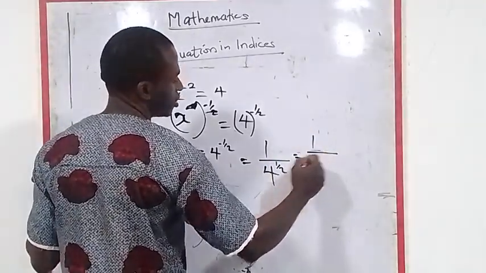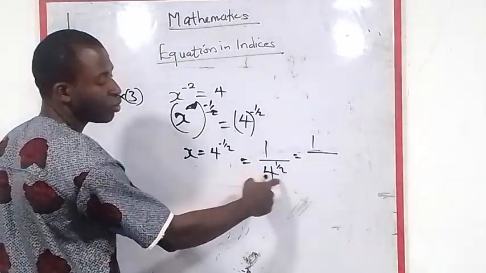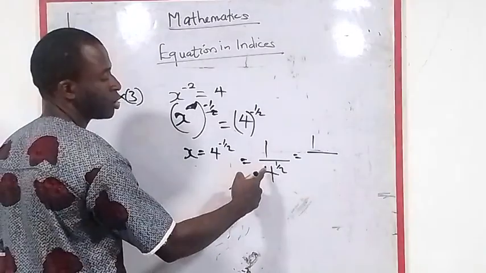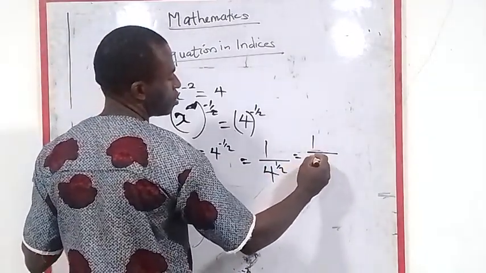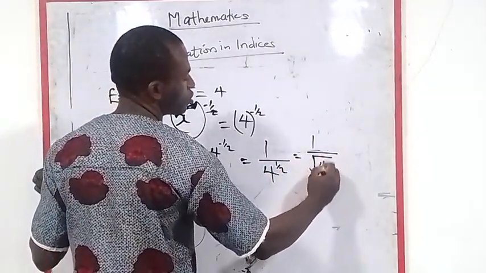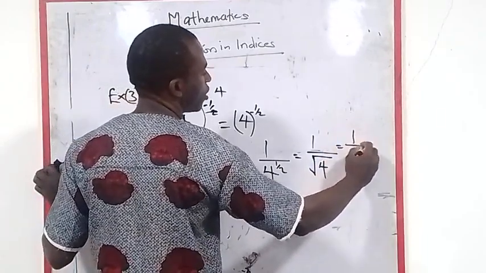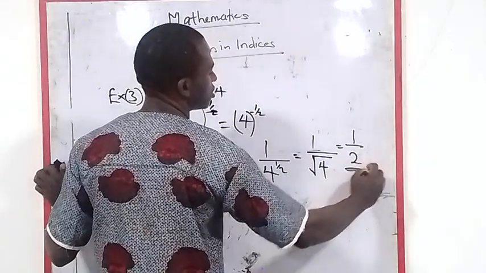1 over, this one is now the sixth law of indices, that is 4 raised to power 1 over 2, which means square root of 4. So now 1 over 2 as our answer.